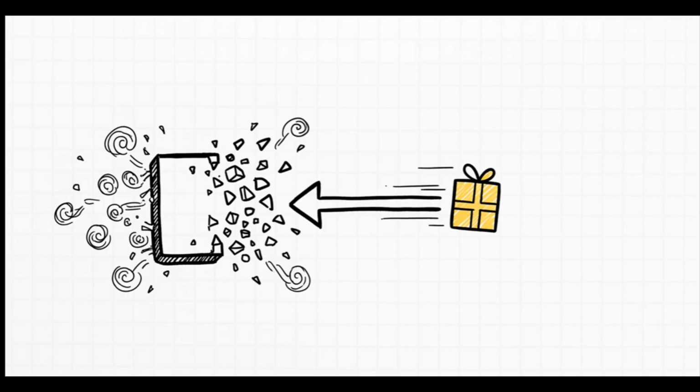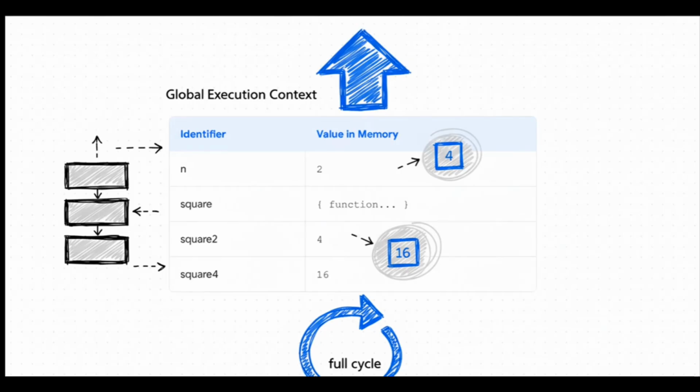The return keyword sends that value of ans, our number 4, all the way back to where the function was originally called. And then, in an instant, its job is done. The entire execution context for that function is completely destroyed. It just vanishes. And that completes the whole cycle.